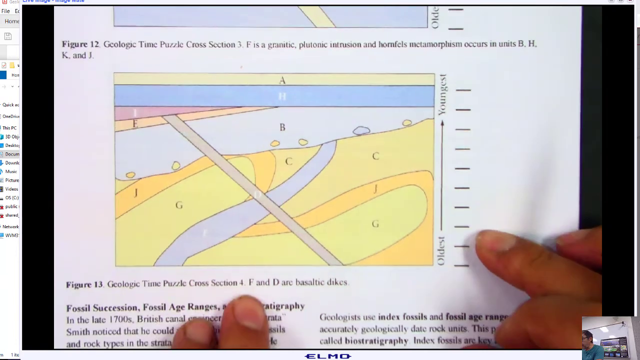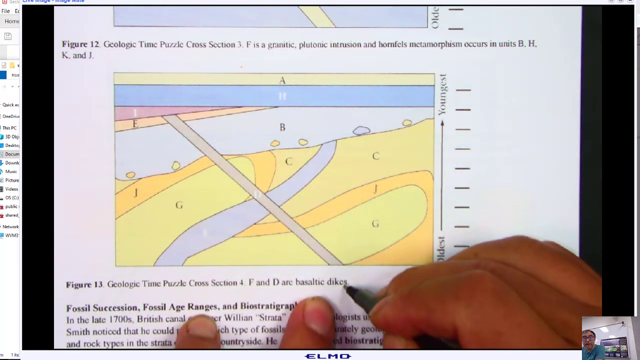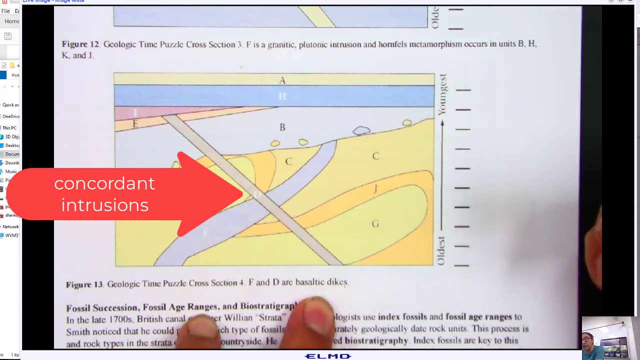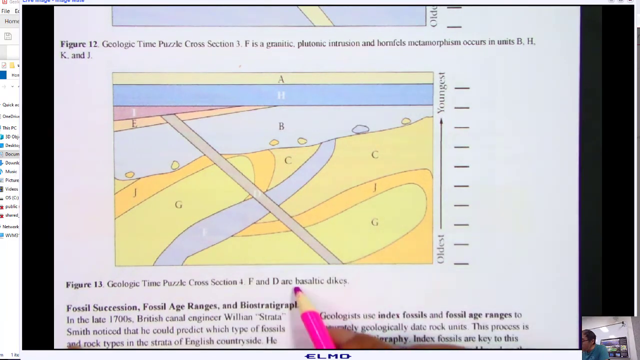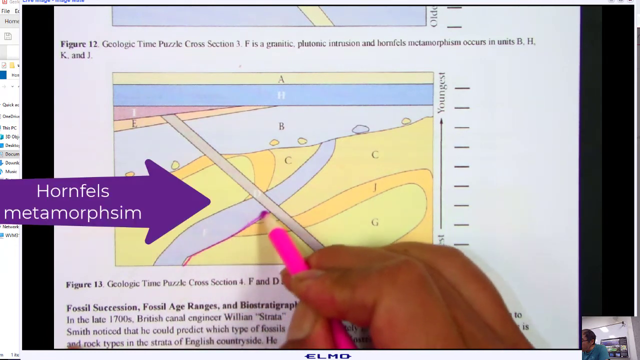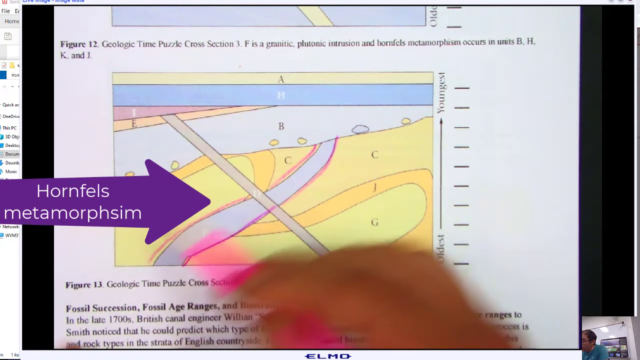In this case, F and D are basaltic dikes. So they're dikes. So again, a dike is an intrusion that's discordant, right? Not concordant. So it's going to be intrusive. So the dikes are going to have bake zones on both sides. So F and D, let's put the hornfels. Let's do it like that. Hornfels on both sides, right?